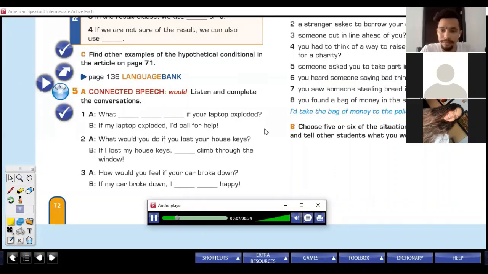1, What would you do if your laptop exploded? If my laptop exploded, I'd call for help. 2, What would you do if you lost your house keys? If I lost my house keys, I'd climb through the window. 3, How would you feel if your car broke down? If my car broke down, I wouldn't be happy.